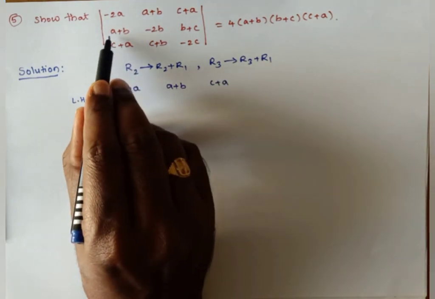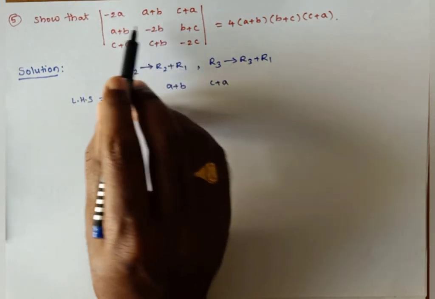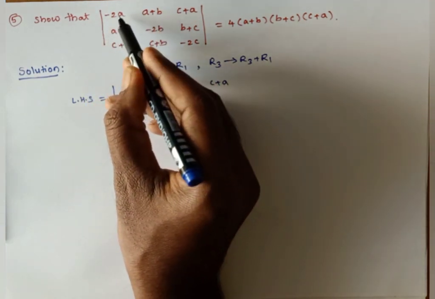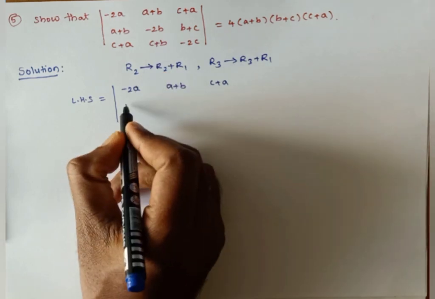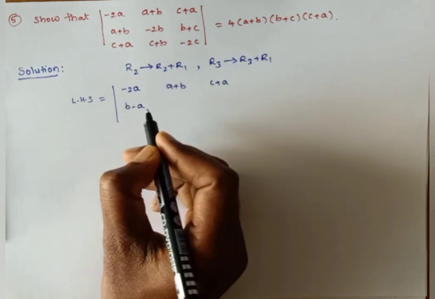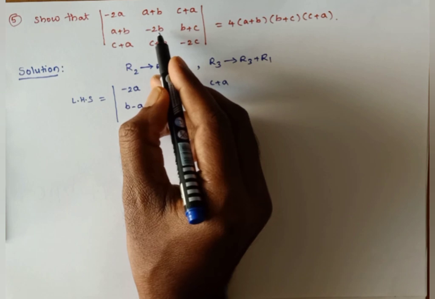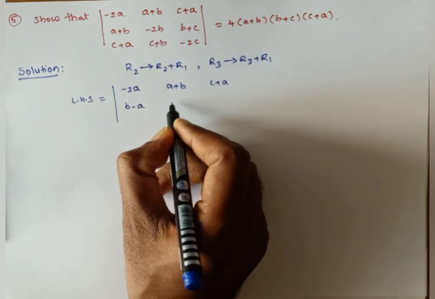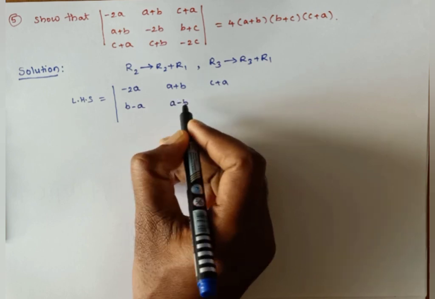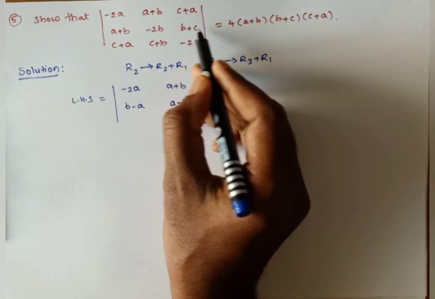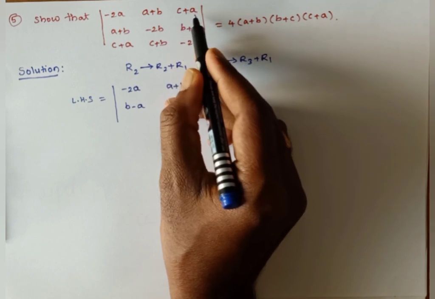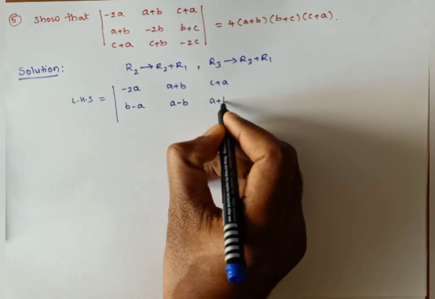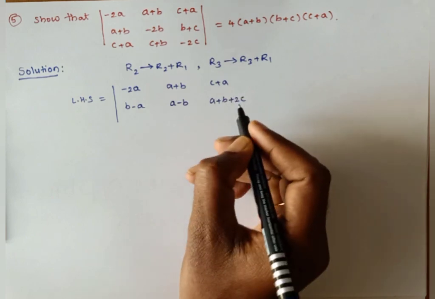Now row 2. For row 2 elements, you just need to add the corresponding elements of row 1. That is A plus B minus 2A, means it is B minus A. Minus 2B plus A plus B, so that is A minus B. Now this is B plus C plus C plus A. So C is twice, so it is A plus B plus 2C. Right?